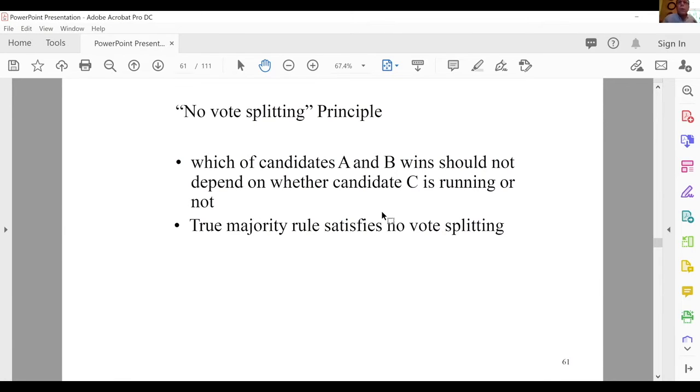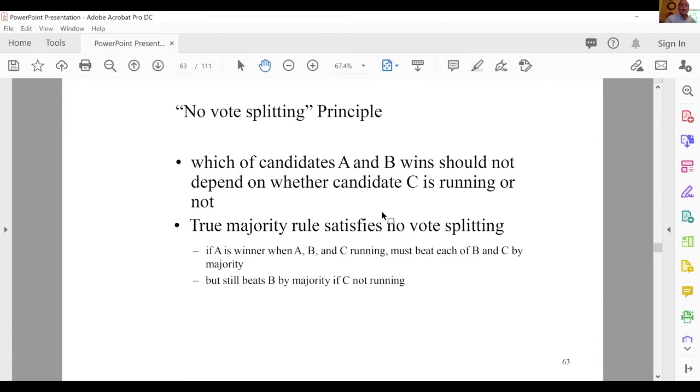Now, true majority rule clearly satisfies this no vote splitting principle, because if a majority of voters prefer A to B and also prefer A to C, if C is running, well, A is the winner in that case, but A will also be the winner if C doesn't run because a majority prefer A to B. So adding or subtracting candidates who have no chance of winning makes no difference. But that's not true of the Borda count. Borda voting violates no vote splitting.